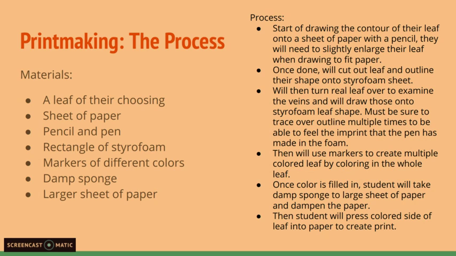And they're going to use their colors now. We'll be talking about warm colors and cool colors. Since we're doing leaves, leaves come in a variety of colors, and they can fill in their leaf how they like. Then to make the print, they'll take their larger sheet of paper. They're going to dampen that with a sponge. Then they're going to take that marker side and press it into their dampened piece of paper. They're going to have to be pretty gentle when they do this. And then when they pull it up, they'll have their print.